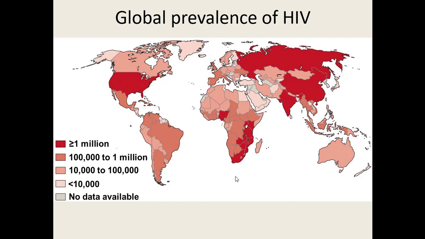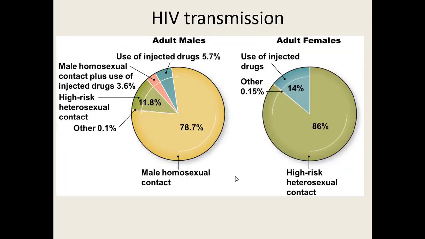HIV transmission, because it's commonly found in both semen and blood, depending on whether it's an adult male or adult female, actually kind of breaks down differently based on how it's spread. So in males, the top way it's spread is male homosexual contact, followed by high-risk heterosexual contact and injected drugs, like needles. Females, top way it's spread, high-risk heterosexual contact, then followed by injected needles or drugs.